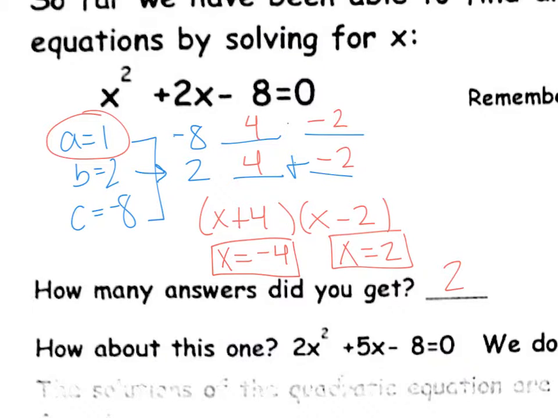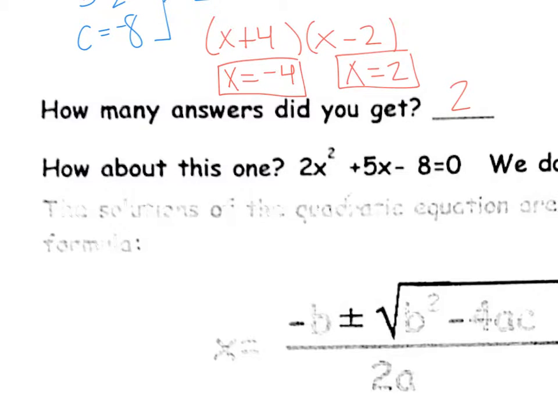So the question is, are there any problems where you can't factor? It seems that all the problems we've done, we've been able to find things that multiply to be this and add to be this every time. Well, are there situations where there aren't any combinations of numbers that multiply to be this and add to be this? And so that brings us to the next topic here.